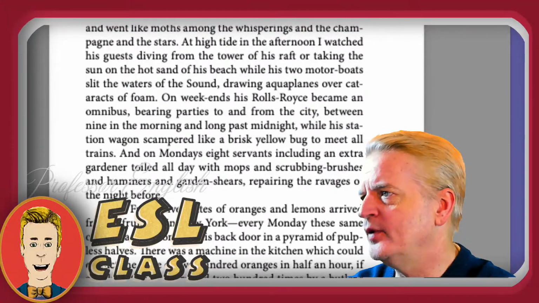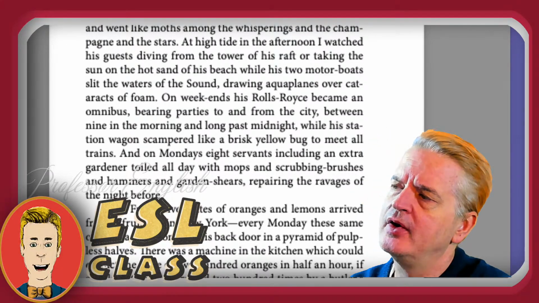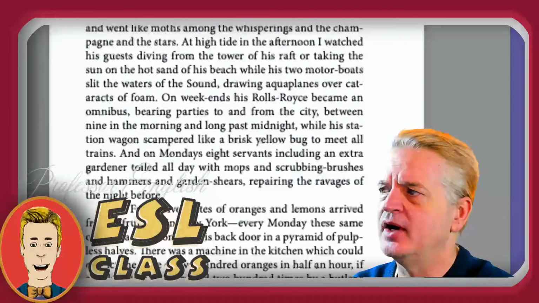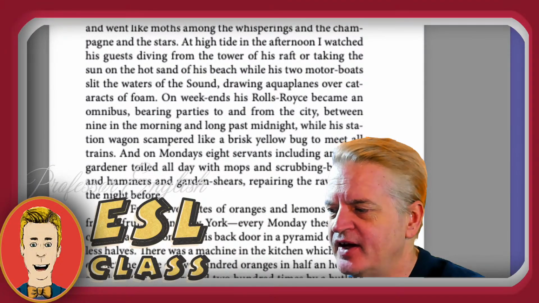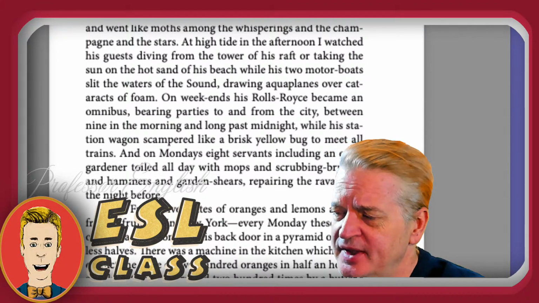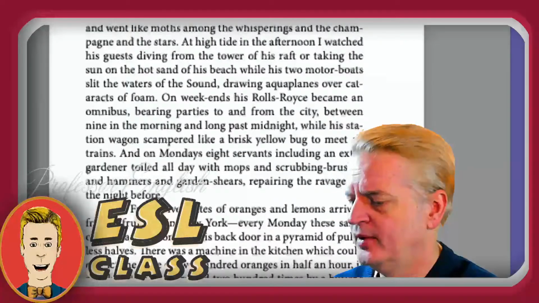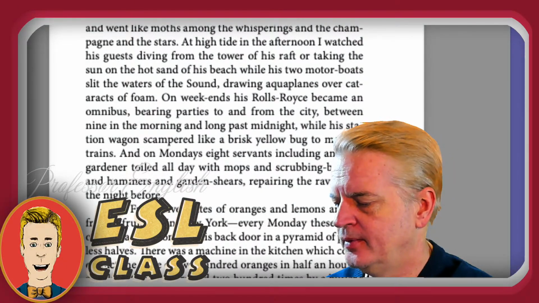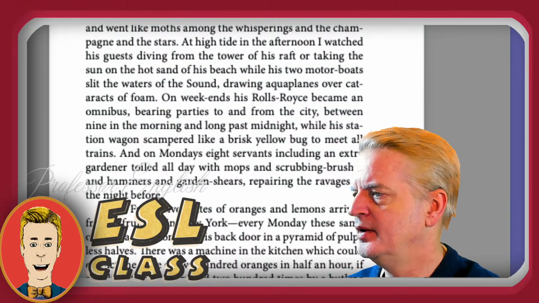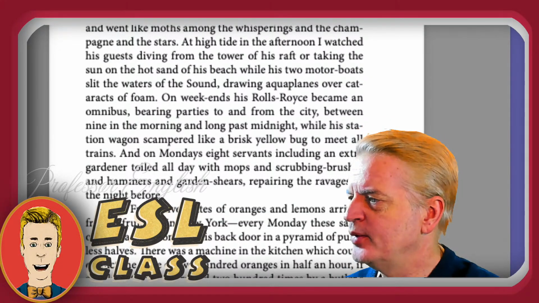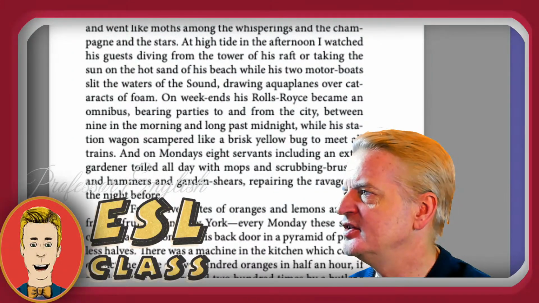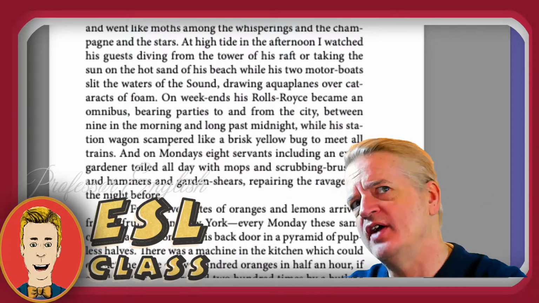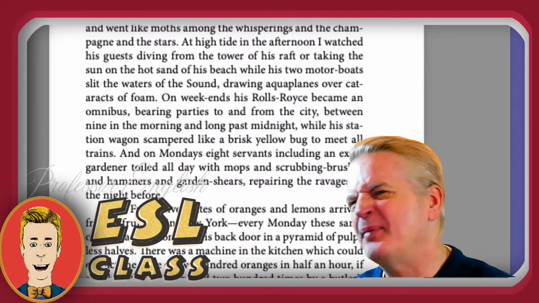Two motorboats slit the waters of the Sound, drawing aquaplanes over cataracts of foam. On weekends, his Rolls-Royce became an ominous. Ominous means... well, let's check the definition of that. It means something that's kind of, to me, scary. Giving the impression that something bad or unpleasant is going to happen, threatening or inauspicious. So seeing his Rolls-Royce drive around made you feel like something bad was about to happen.